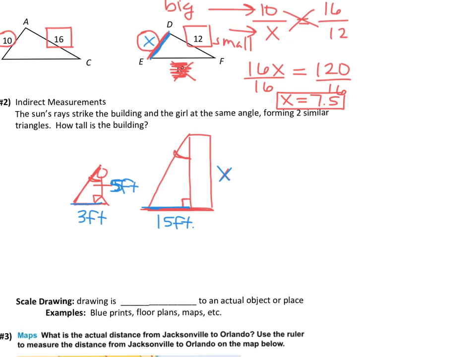3, 15, and 5 over. Right, we can say shadow over shadow equals height of the girl over the height of the building, right? How do you solve that? Cross multiply. So 15 times 5 is 75 equals 3x. And then you divide. What's 75 divided by 3?